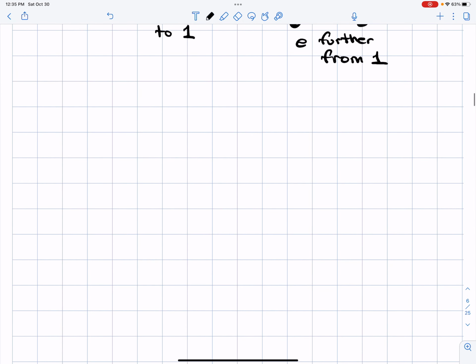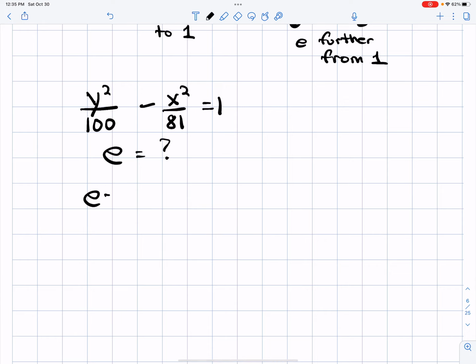Okay, so let's say they give you y squared over 100 minus x squared over 81 equals 1. And they want E, the eccentricity. Eccentricity is pretty straightforward: C over A. From this one we know A is 10, B is 9, based on the formula. So we can work with that.